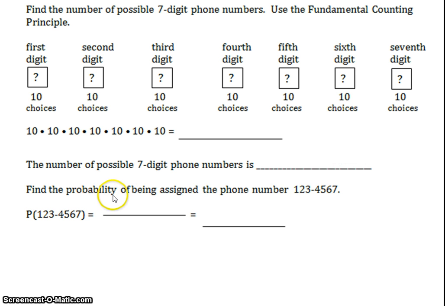Now we're going to find the probability of being assigned the phone number 1, 2, 3, 4, 5, 6, 7. So the probability of the phone number 1, 2, 3, 4, 5, 6, 7 would be 1 out of how many possible phone numbers? Please write that ratio here, and then please calculate that as a percent here.